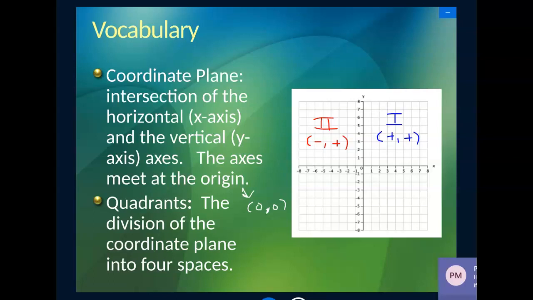Quadrant 3 sits below quadrant 2, and it is made up of the negative ordered pairs. And quadrant 4 sits to the right. And here the x values are positive and the y values are negative.